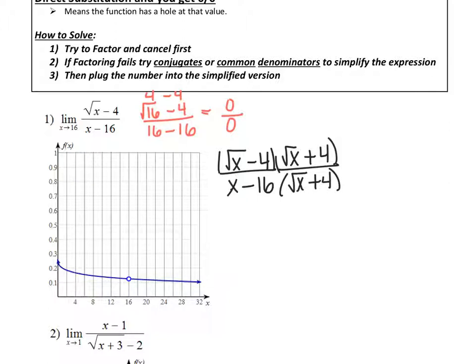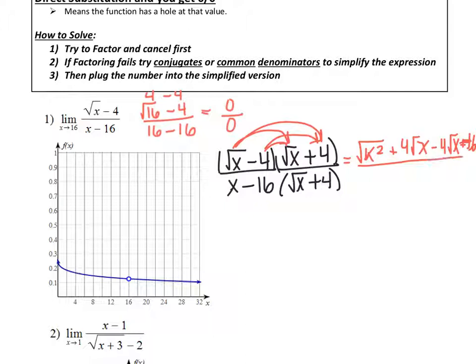So I'm going to go through the algebra. Radical x times radical x is radical x squared. And then we have radical x times 4 is a positive 4 radical x. Negative 4 times radical x is a negative 4 radical x. And then negative 4 times 4 is positive 16. Excuse me, it should actually be negative 16.